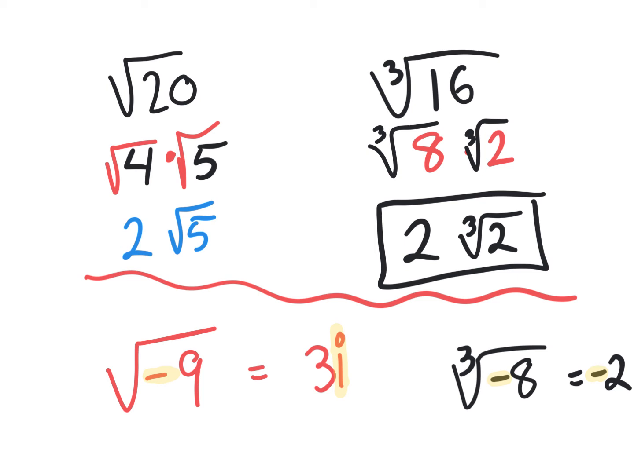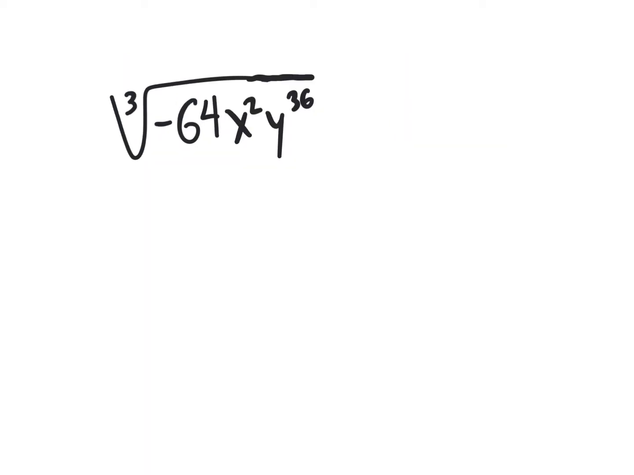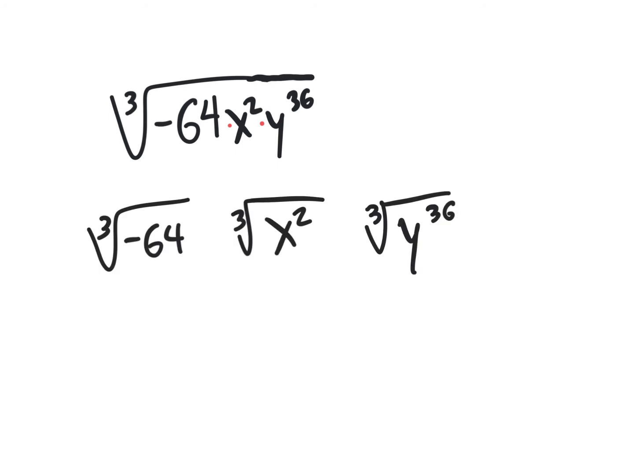All right, let's move on to actually some simplifying with variables. So looking at this one right here, what we're going to do is do what we did back with square roots. We are going to take the terms that are being multiplied, the negative 64 times x squared times y to the 36, and we're going to split them up. So I will have the cube root of negative 64, the cube root of x squared, and the cube root of y to the 36.